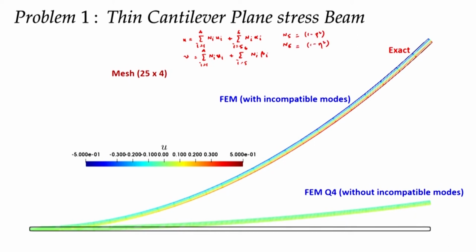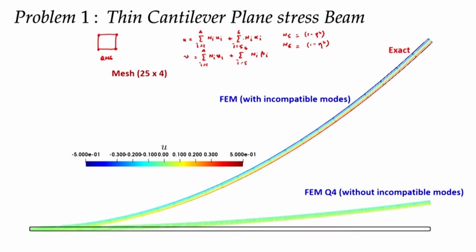So, if I include these modes in the standard Q4 element, that is known as the QM6 element, even though we discussed this in detail in the previous module. Now, here these alpha and beta are independent of the nodes. So naturally there are no nodal dependencies there.